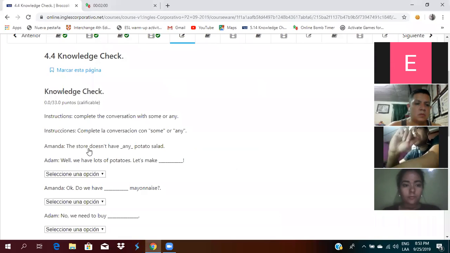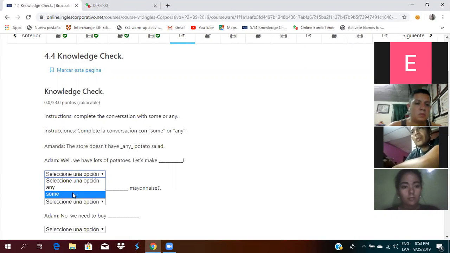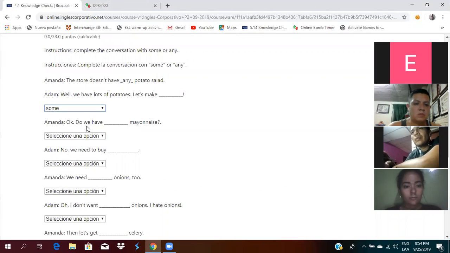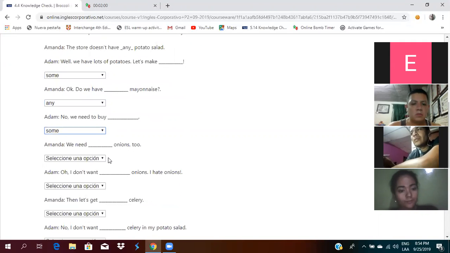For example, the store doesn't have any potato salad. Well, we have lots of potatoes. Let's make, ¿cuál le voy a poner? Any or some? Some. Okay. Do we have any mayonnaise? Correct. No, we need to buy some. We need some onions too.